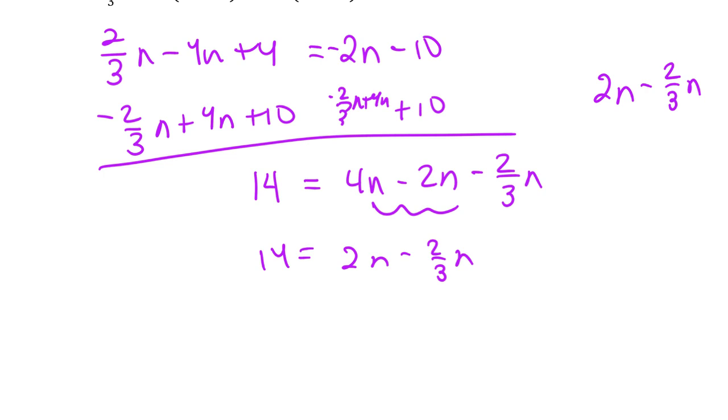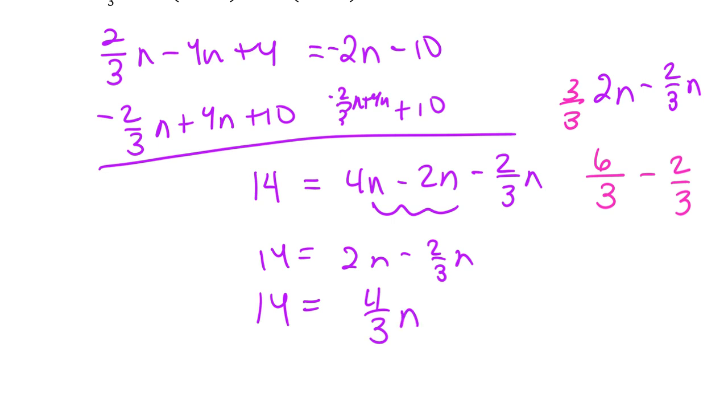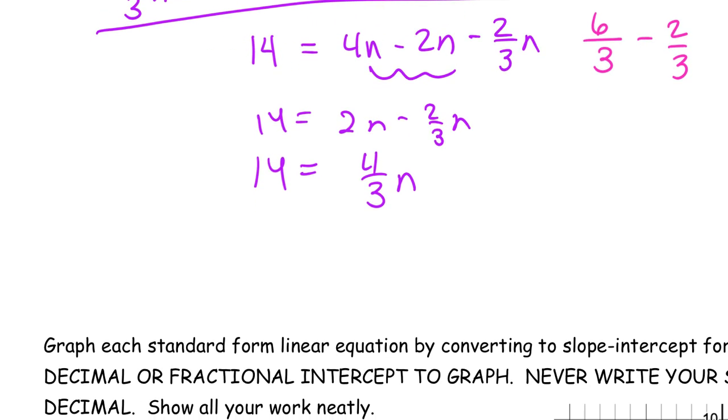I need a common denominator. How am I going to multiply 1 by 2 to get a common denominator? Three over 3. So that'll give me 6/3 minus 2/3. So now I have 14 equals 4/3 n. Now, what do I multiply that 4/3 n by to get it to just be n? Perfect. So I got 3/4 over here. I got 3/4 over here. Leaving me with n. Will this 4 and 14 reduce?